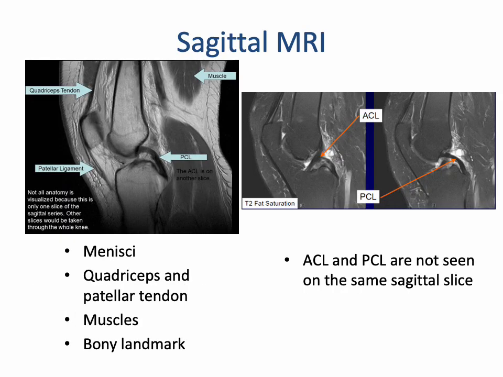On our sagittal MRI, we can see nicely the anterior and posterior cruciate ligaments, not seen on the same sagittal slice. We can also see some tendons around the knee, so the quadriceps tendon, the patellar ligament, again the PCL seen, and you can see some of the muscle bellies around the knee as well.